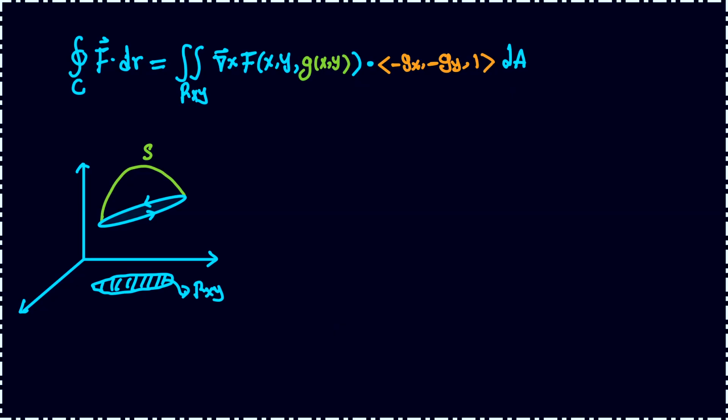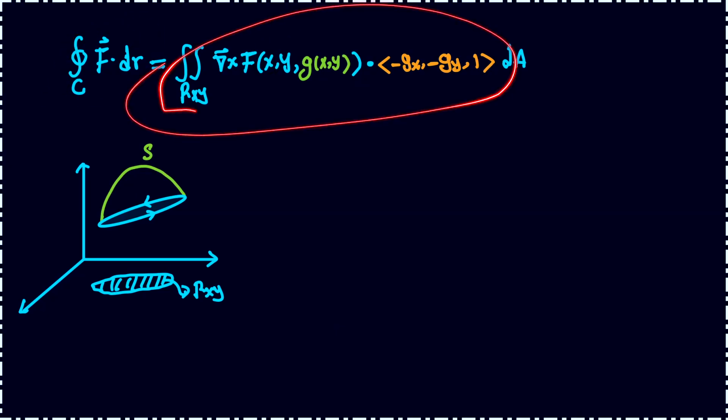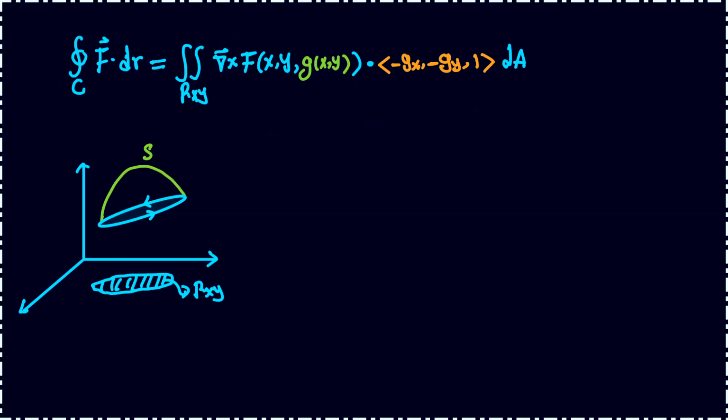Okay, now the surface can be given not as a function of xy. You could have x equal to g of yz. Then the projection will be in the yz plane, and x here gets replaced with g of yz. So there we go. This is another way to calculate a line integral.